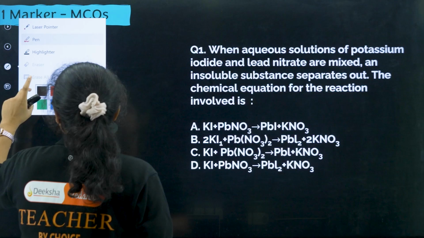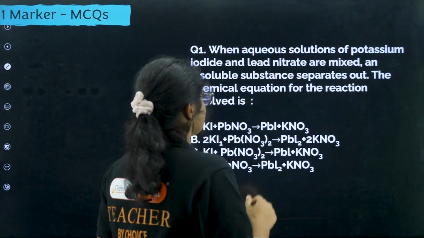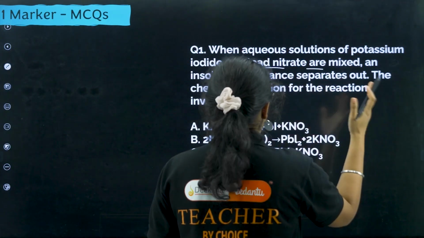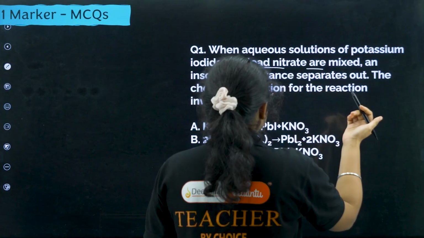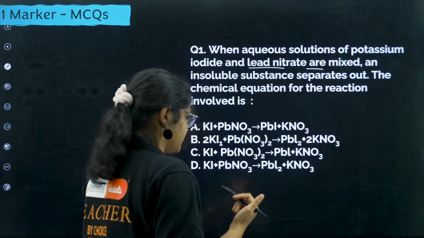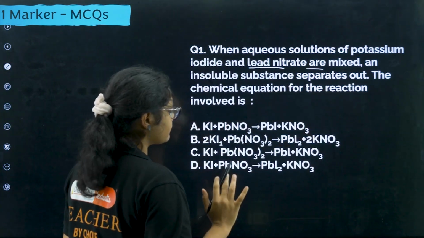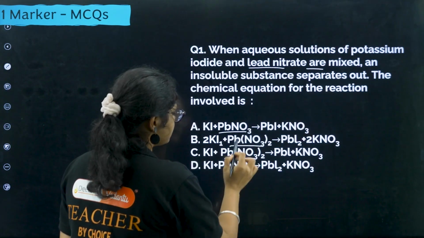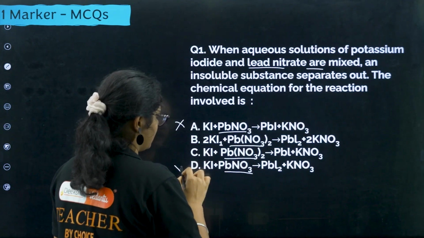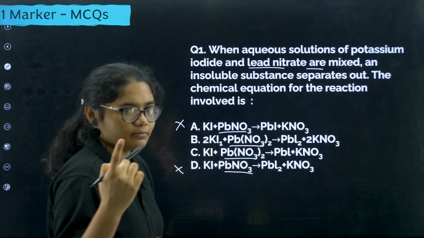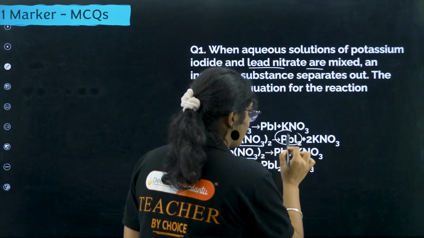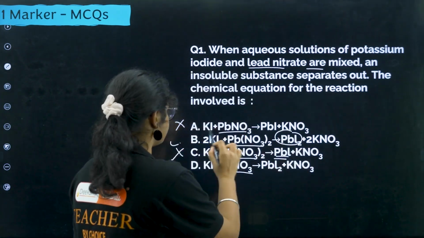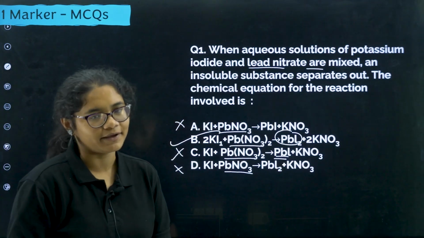The question here is: when aqueous solutions of potassium iodide and lead nitrate are mixed, an insoluble substance is formed, what is the chemical equation? First of all, the lead nitrate formula is Pb(NO3)2, right? Here it is PbNO3, here it is PbNO3, so we can eliminate this option. It will form lead iodide and its formula is PbI2, here it is PbI, so eliminate this option. Correct answer is option number B here.